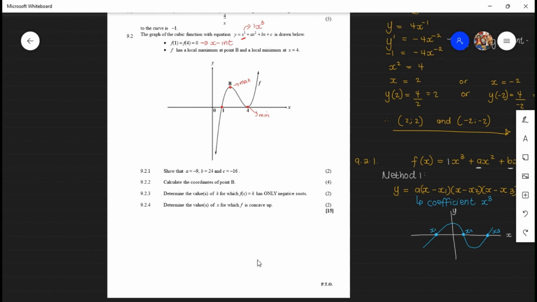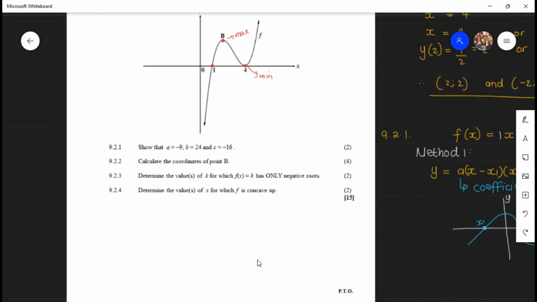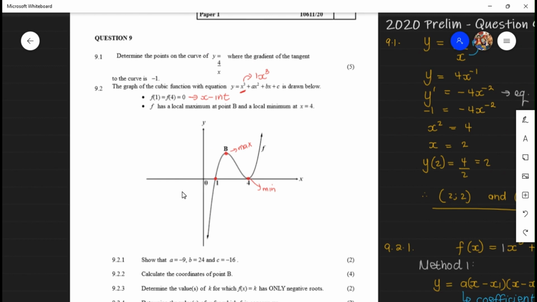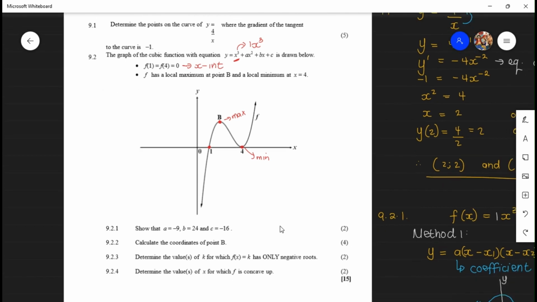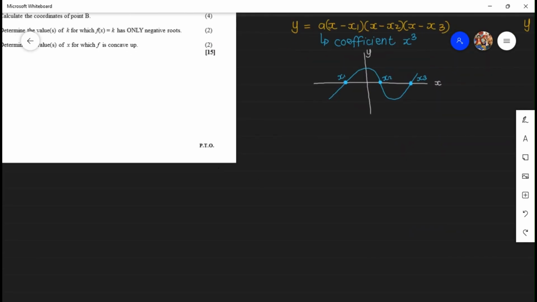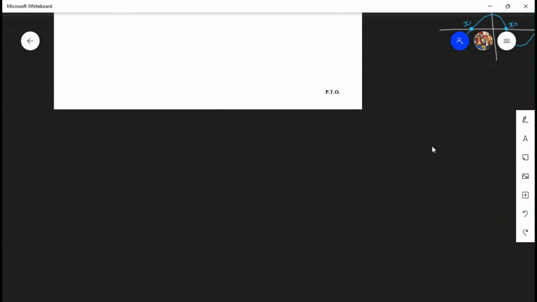Next, we have question 9.2.2. Question 9.2.2 states, calculate the coordinates of B. Now, if we look at B, what is special about B, or what point is B? We can see that the coordinate B is a maximum or a stationary point. Now, if we want to find a stationary point in a cubic function, all we need to do is derive and then equate to 0 and then solve for x. That is how we get the x value. From there, we just substitute x into the original function to get y.